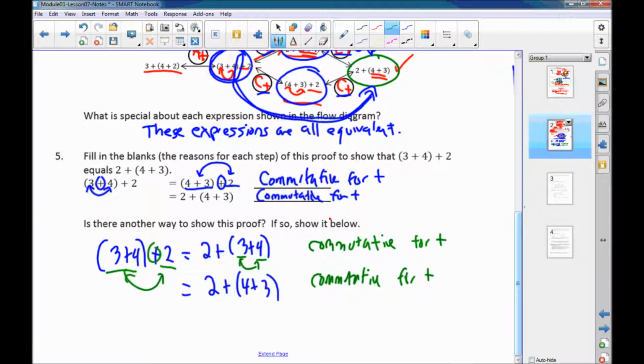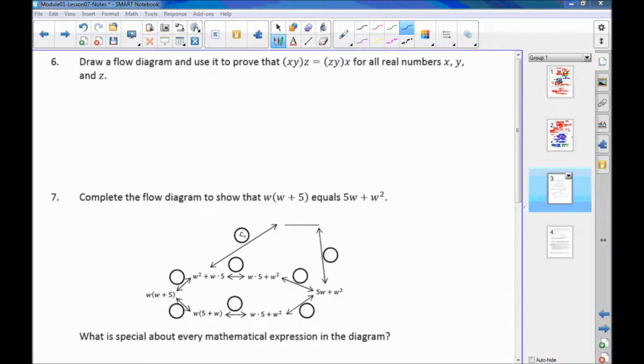for addition. Okay, on our third page, we have number 6, which is draw a flow diagram and use it to prove that x times y in parentheses times z is the same as z times y in parentheses times x, for all real numbers x, y, and z. So what we have to do is start with this thing and then follow our properties. Our properties are the commutative property, the associative property, because it's all about multiplying, and the distributive property. And if we can use those properties to make the left side turn into the right side.